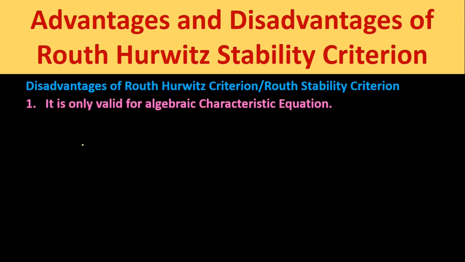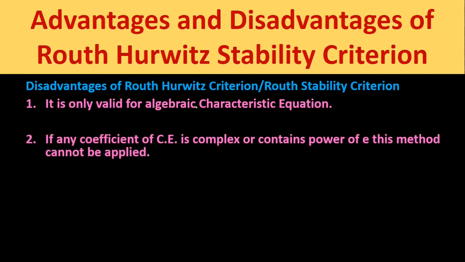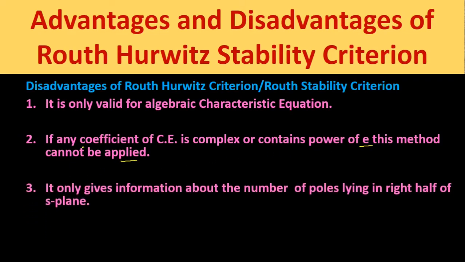First disadvantage is, this method is only valid for algebraic characteristic equation. That means the characteristic equation should be algebraic in nature. Then only this method is applicable. Second one is, if the coefficients of characteristic equation is complex or contains power of e, this method cannot be applied. Third, this method only gives information about the number of poles lying in the right half of the S-plane.